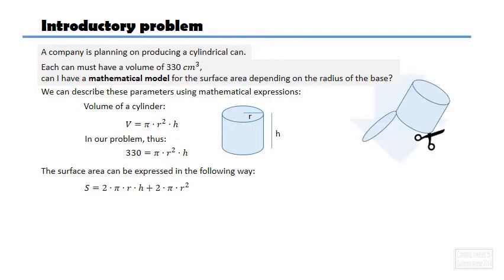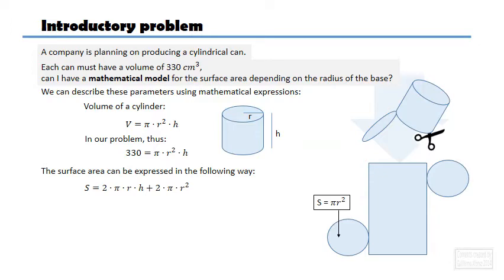Well, let's look at our can. Let's open up the lid, cut through it, and open it up and leave it flat on the ground. This is what it looks like. Now, this circle here is pi r squared. Clearly, pi times r squared is going to be the area of this thing and the area of this thing, which is why I have 2 times pi r squared. And this rectangular part here is going to be the height times 2 pi r, because this side here is going to be 2 pi r, which is the perimeter of this circle here. So that's why I end up with 2 pi r times h plus 2 pi r squared. And that's going to be an expression for the surface area.